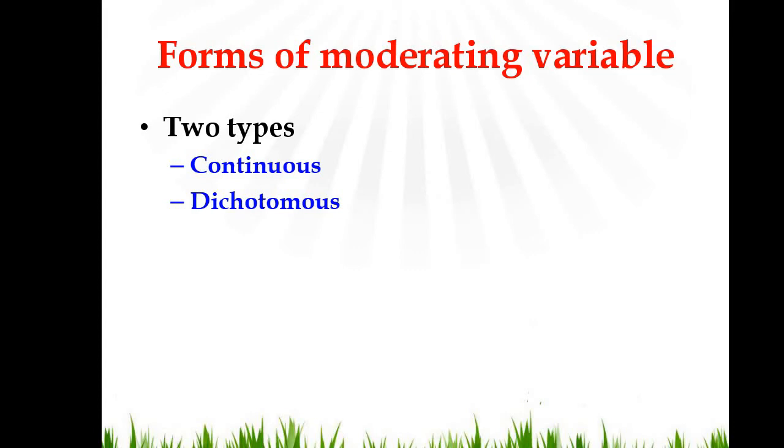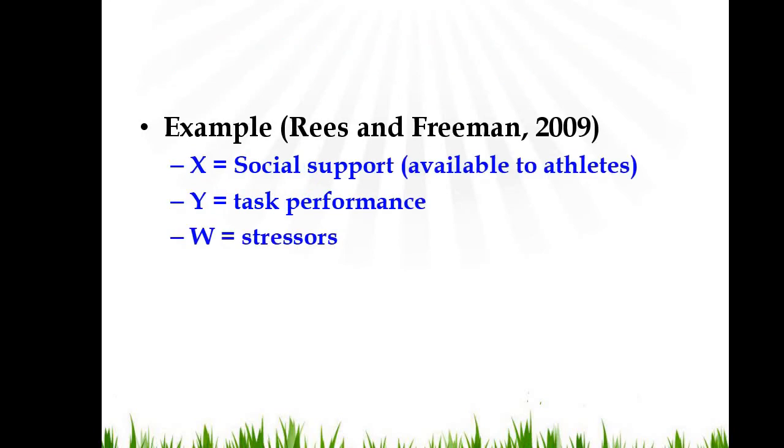A moderating variable can be in continuous form, just like age or weight or length or income, or even in Likert form, Likert scale, 1 to 5 or 1 to 7 or 1 to 9. Or it could be in dichotomous form, just like gender, yes or no, 0 or 1.